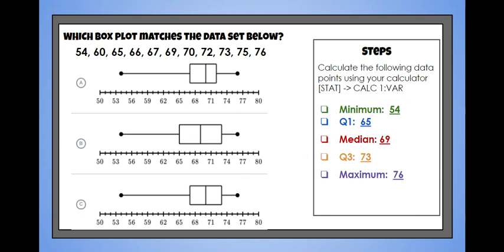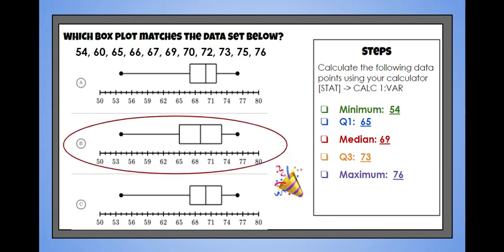Okay, hopefully you chose B. They're all similar and close, but if you look accurately, the Q1 on B is correct, and the Q1 is not 65 in A or C, so those are both wrong.